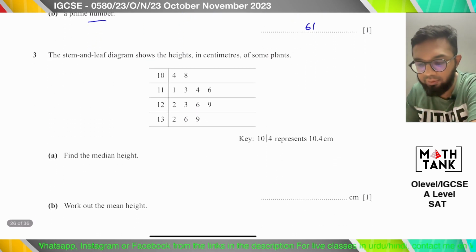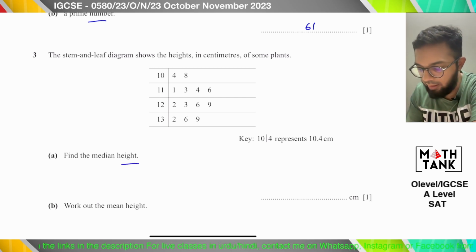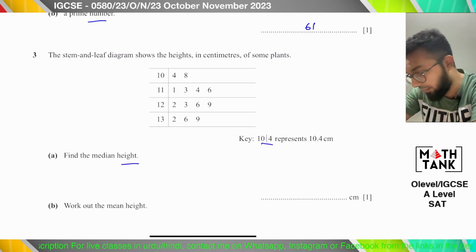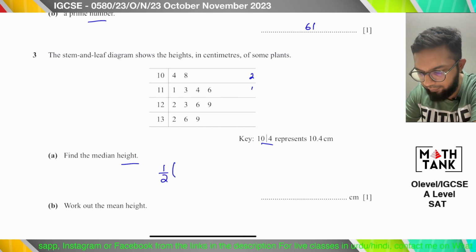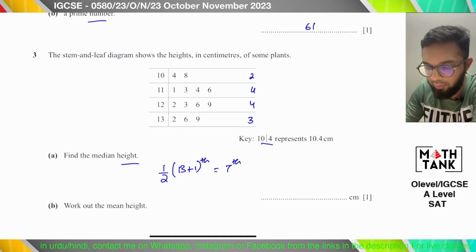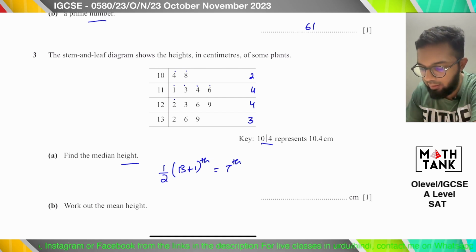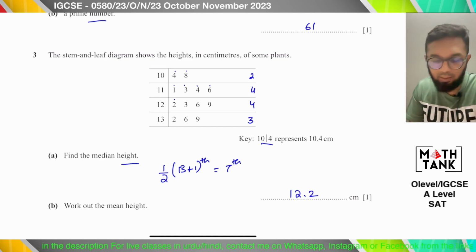The stem and leaf diagram shows the heights in centimeters of some plants. Find the median height. So 10|4 means 10.4. So median is the (n plus 1)/2-th observation. So how many observations do I have? 2, 4, 4, and 3. So I have 13 observations, 13 plus 1 over 2. So that's the 7th observation that I'm looking for. So 1, 2, 3, 4, 5, 6, 7. So that's 12.2. Okay, 12.2.